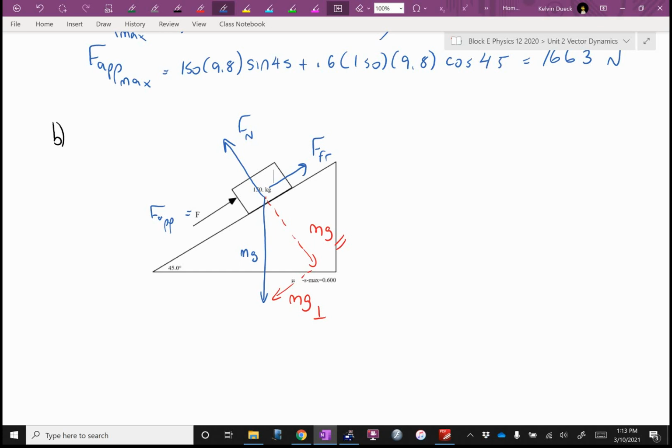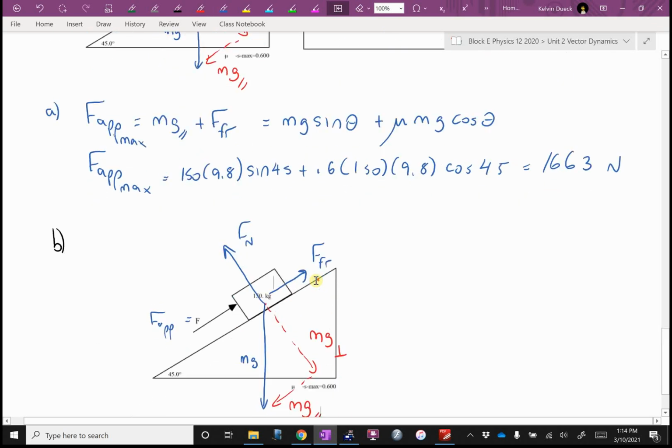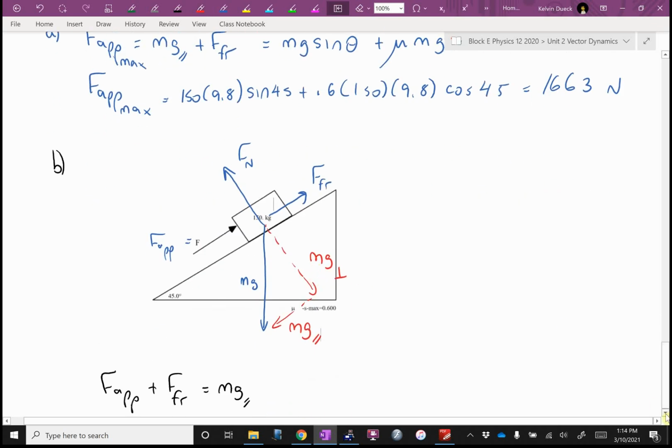Again, A is still 0, so everything up the ramp equals everything down the ramp. I'll get F applied plus friction equals mg. Oh, and I got perpendicular and parallel in the wrong place. You were probably screaming at me on YouTube. Sorry about that. I didn't do that on the previous question, did I? No, I got it right on the previous question, just this one.